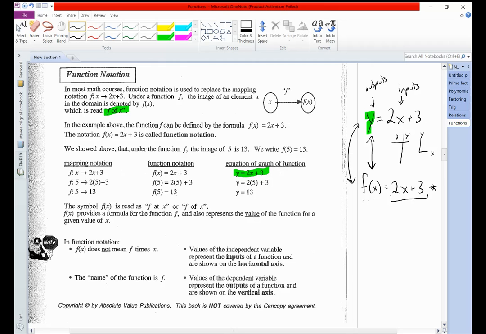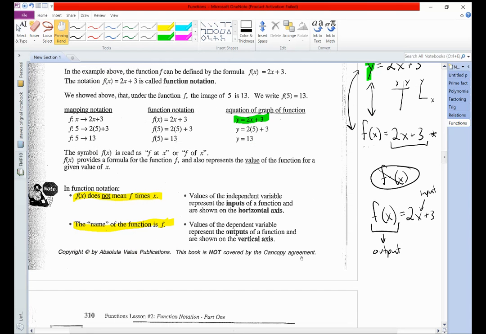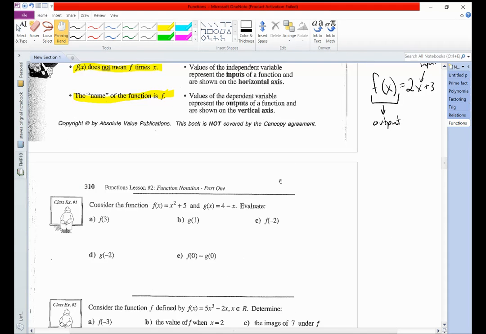So a couple of things that we want to note is f of x does not mean f times x. So don't ever think it's f multiplied by x. That's not the case. It is the function that is dependent on x, is really what it's saying. So the function dependent on x is 2x plus 3. Right? This still represents the output, and that represents the input. It's just basically a different version of y, saying that it is a function. The name of the function is f.